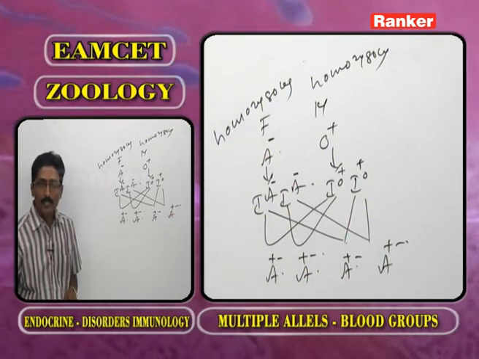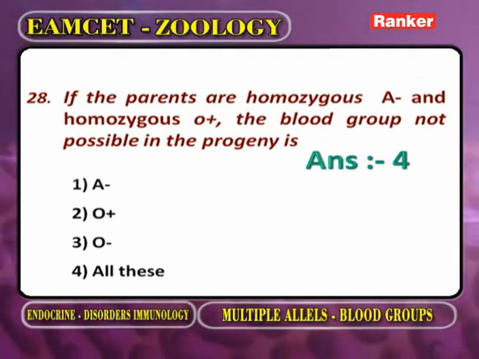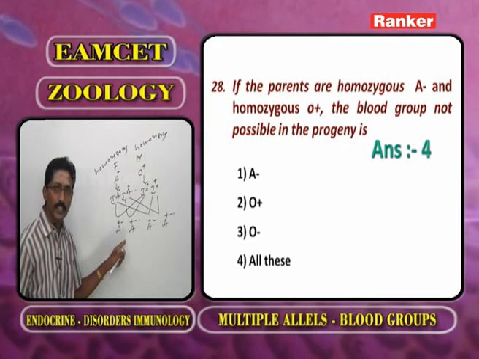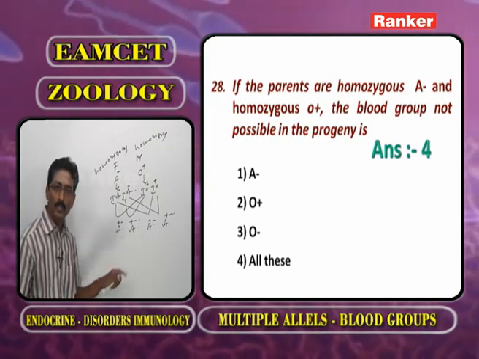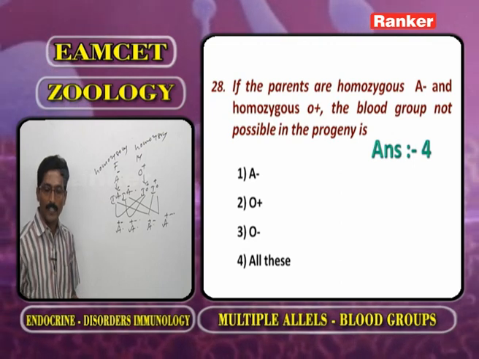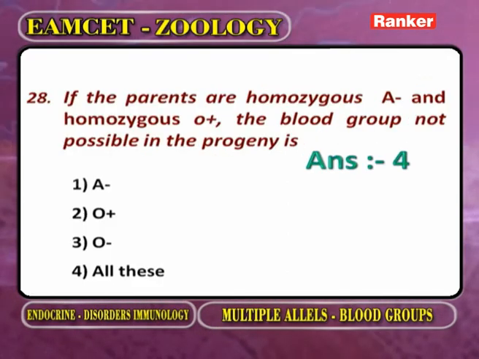Here the first option, A negative, that is not possible. Here A positive and O positive, we are not getting the O, and O negative, we are not getting the O negative. So all options are correct. The correct answer is the fourth one. We are not getting A negative, O positive, O negative. What we are getting? Only A positive.